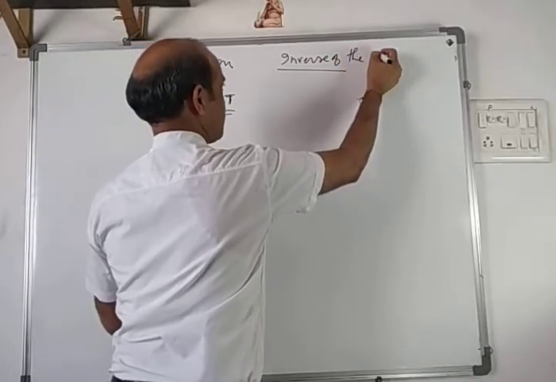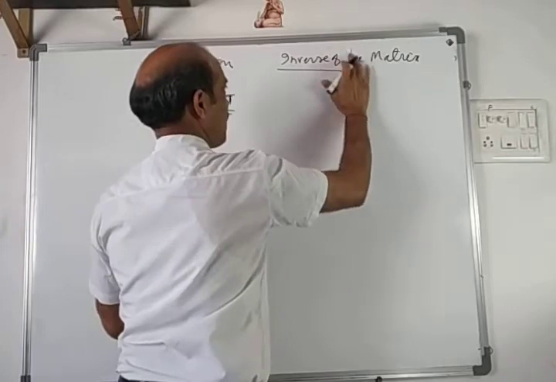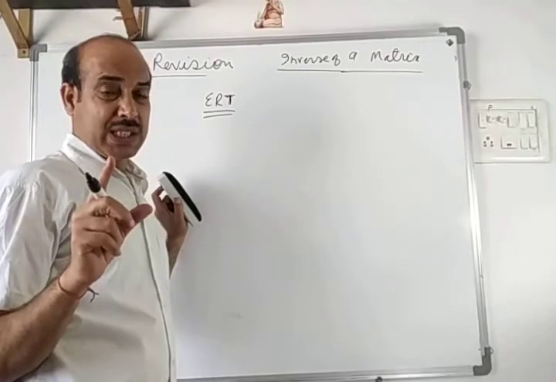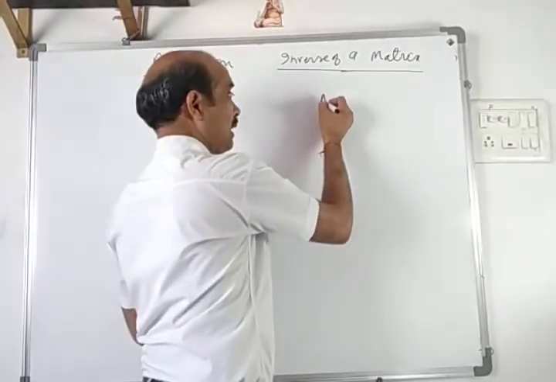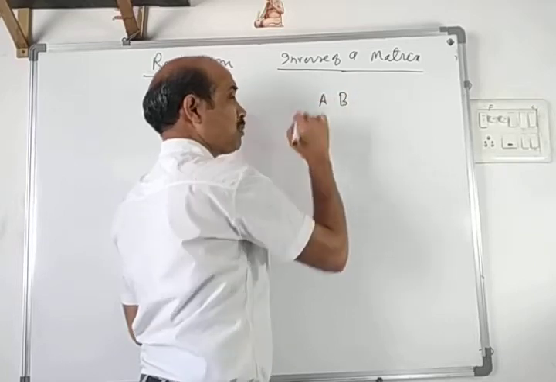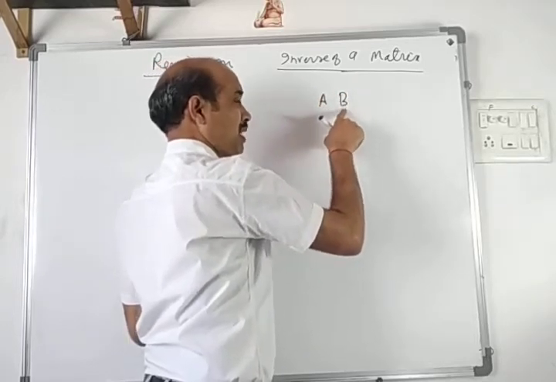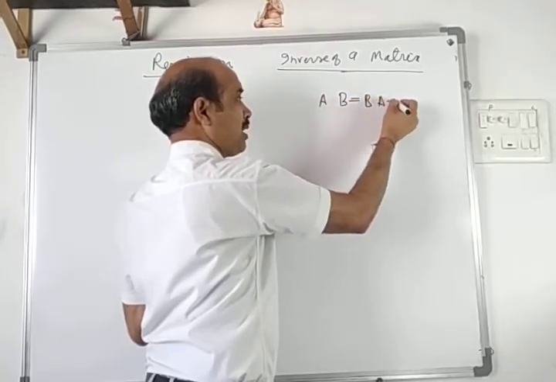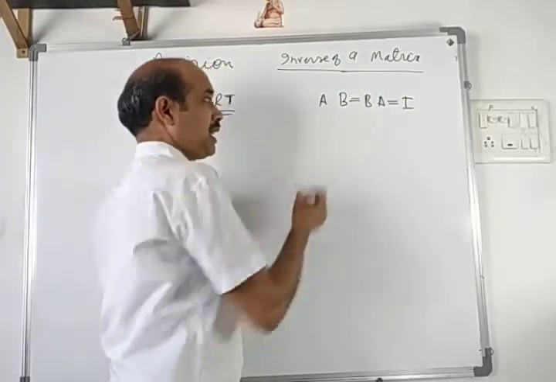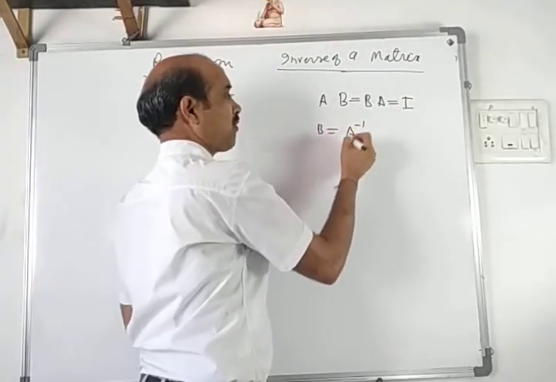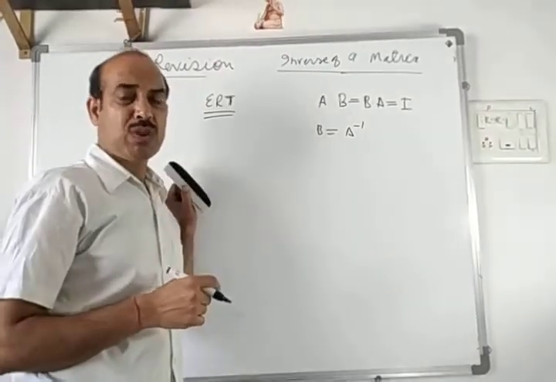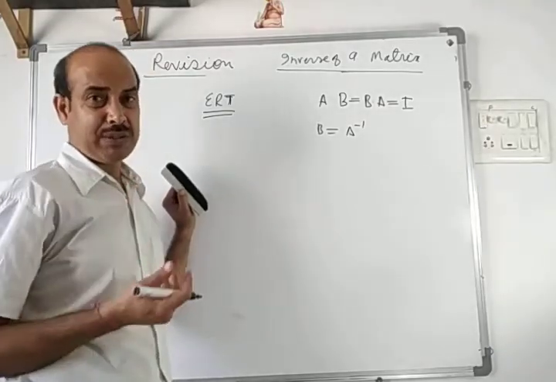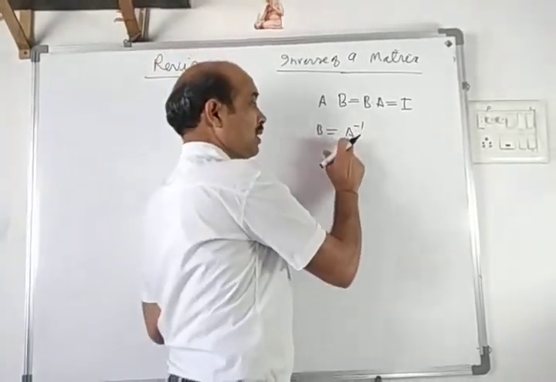Inverse of a matrix. Normally we write inverse of a matrix. For any matrix A, if we have another matrix B such that their product A into B as well as B into A is coming I, then B will be called inverse of A and denoted by A to the power minus 1. This minus 1 is not the power, this is a symbol to represent inverse of A.